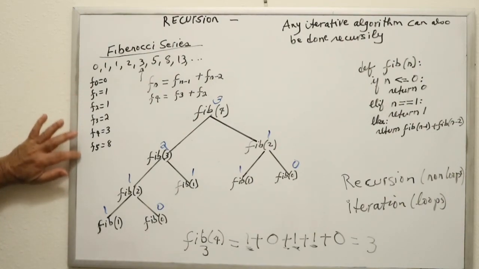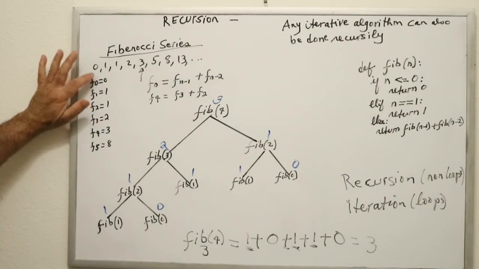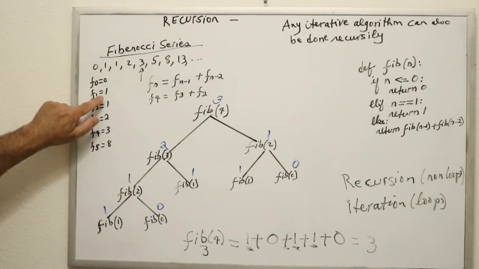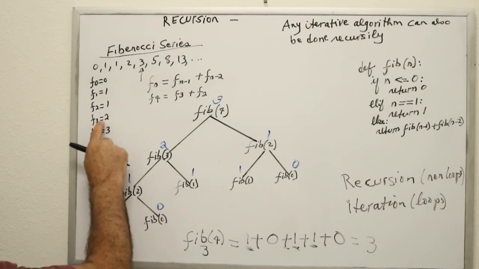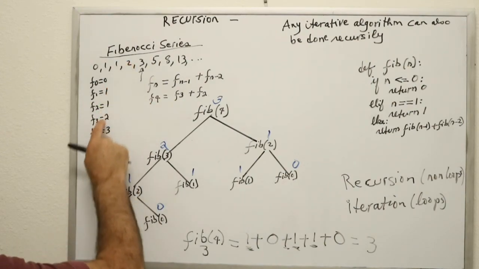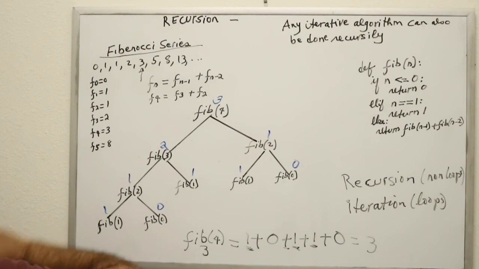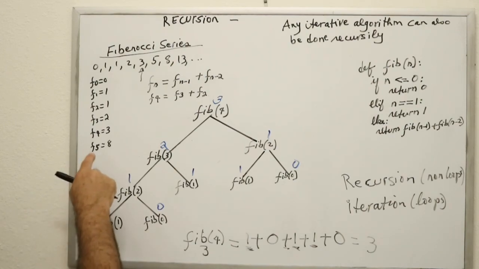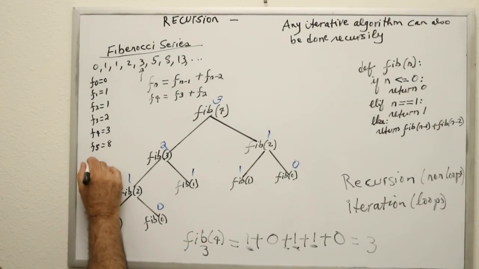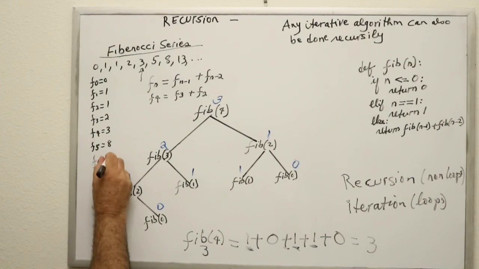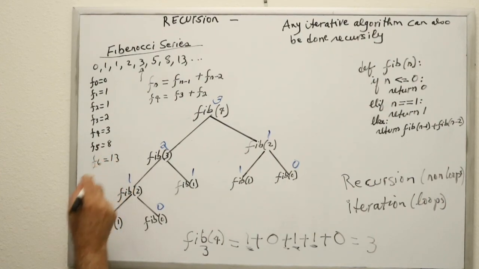So, here's the list. The Fibonacci of the 0th term is 0, the first term is 1, the second term is 1, the third term is 2, the fourth term is 3, and the fifth term is 5, the sixth term is 8, and I can say the seventh term can be 13, and so on and on. So this should go on up to the limit.